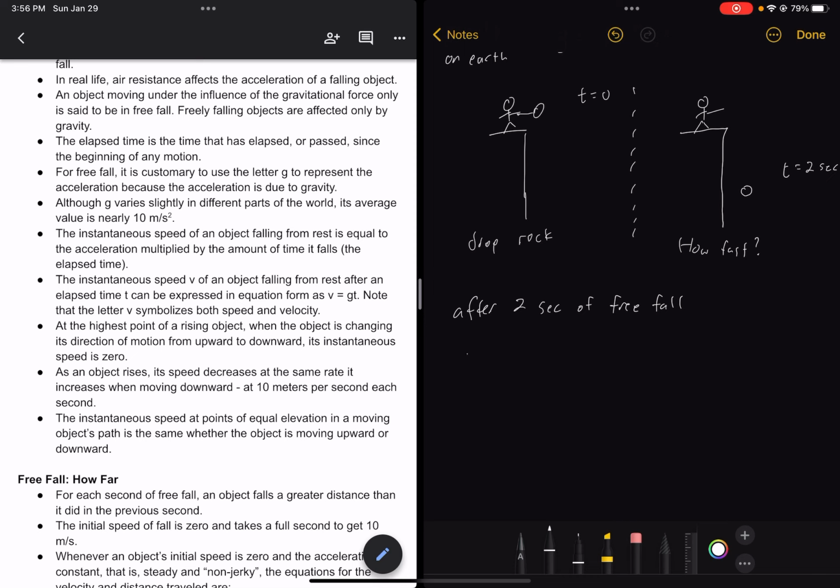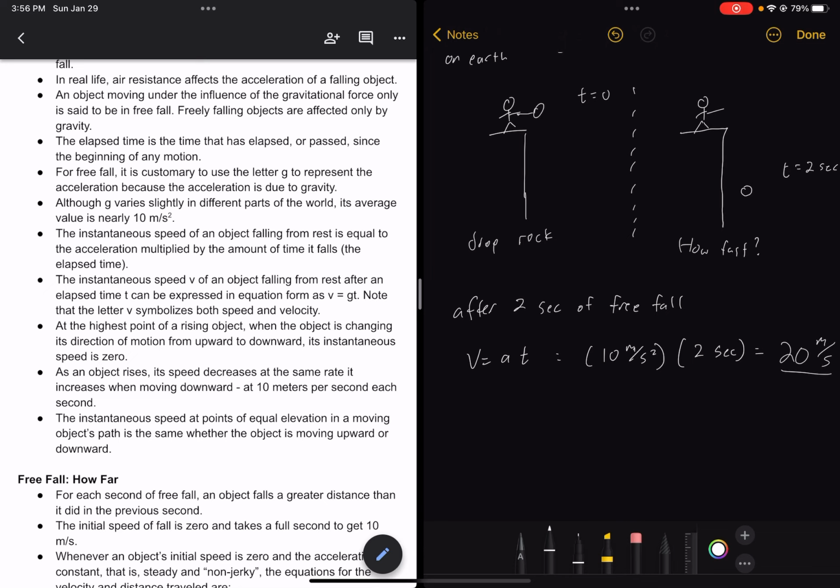Okay, let's actually use the equation. V is equal to a times t. The a in this case, the acceleration, that's just gravity, which is 10 meters per second squared. So we have 10 meters per second squared times 2 seconds. It's pretty easy, right? So 10 times 2, 20. 20 meters per second, all right?